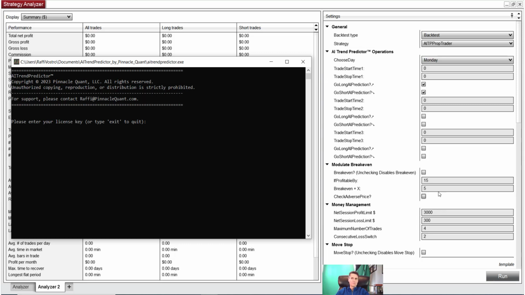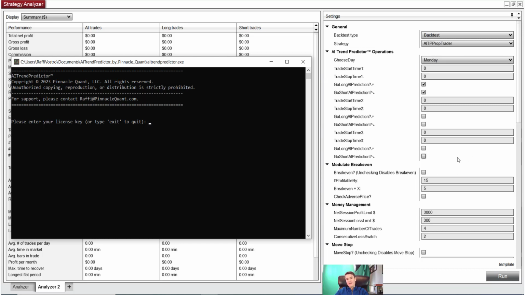Of course, we've got your typical break even with an adverse price check. If you wanted to essentially check that, it only moves the break even plus whatever X number that you put in there if price moves against you. And then, of course, you have the start and end times and the day that you want to trade. This is going to be important.